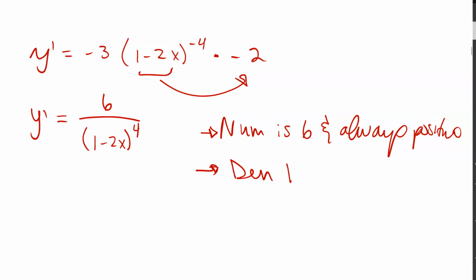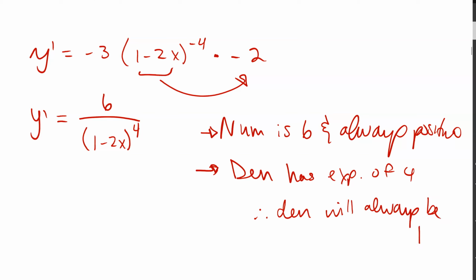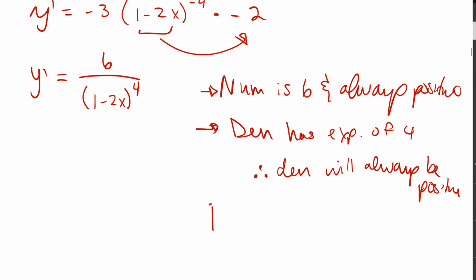All right. Denominator has exponent of 4. Therefore, the denominator will always be positive, because it's the 4th power. Even a negative times itself 4 times turns out to be positive. The 3 dots means therefore. So if I have a positive over a positive, it is always positive.